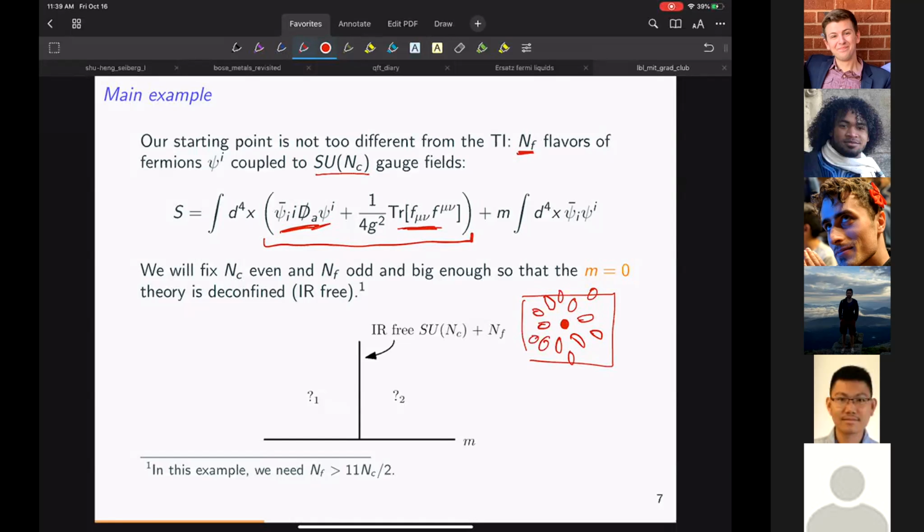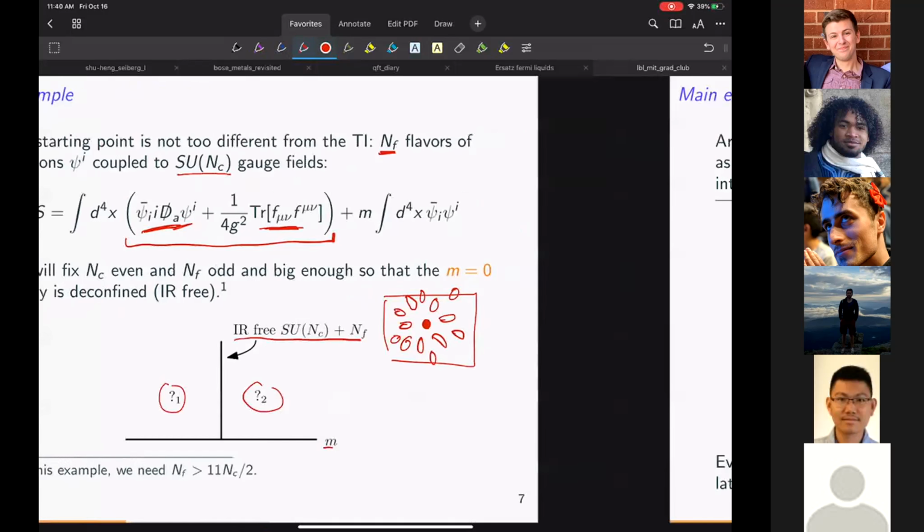Okay, so going forward, we're going to have this theory where at the massless point we just have this very simple IR free theory of a bunch of Dirac fermions. And then just like in the topological insulator example that I talked about, we're going to try to identify the two different phases that occur as I change the mass. And this is going to give our example of this beyond Landau transition.